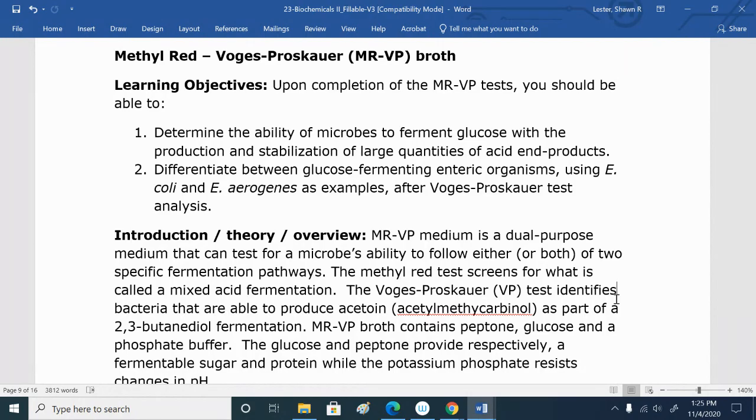With the Voges-Proskauer test, or VP for short, we have to add two chemicals called Barritt's A and Barritt's B. So students often confuse Barritt's A and B with what other chemicals that we've used?